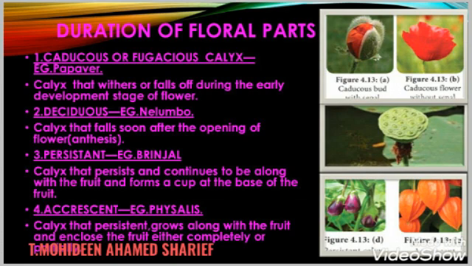Based on duration, it is differentiated into four types. First one is caducous, calyx that withers or falls off during the early development stage. Deciduous, calyx that falls soon after the opening of the flower. Persistent, example brinjal, the calyx that persists for a long time at the base of the fruit. Fourth one is accrescent, calyx that is persistent, grows along with the fruit and encloses the fruit completely. Example, Palmyra.